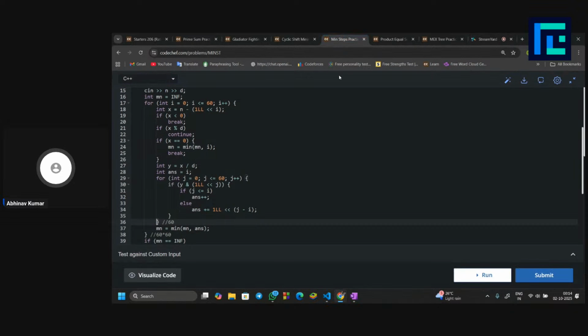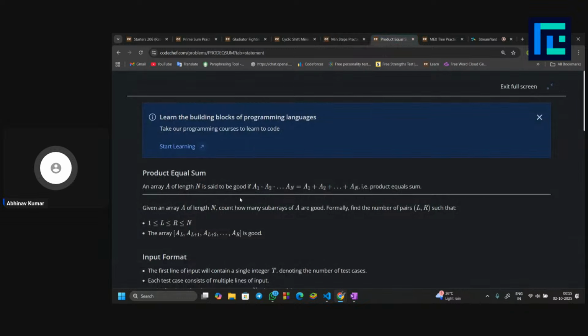The CF equivalent rating, I don't know, maybe 1700 types, 1600 types, probably, not sure. Okay, I guess let's move to the next problem.